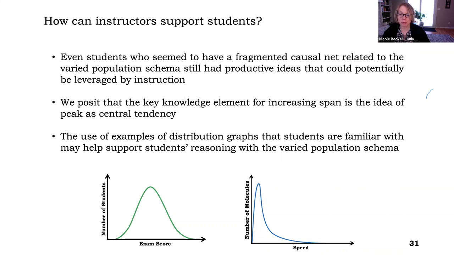One route towards supporting this may be to use examples of distribution graphs with scenarios that students are likely to be more familiar with, such as sort of an orientation to distribution graphs. For instance, a distribution of exam scores might be one example. We argue that being explicit about how to interpret graphs like distribution graphs and allowing students space to renegotiate how to interpret them in chemistry contexts is really critical.